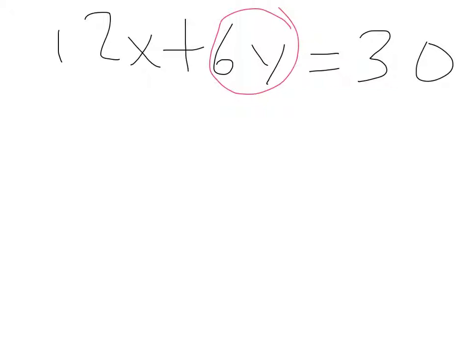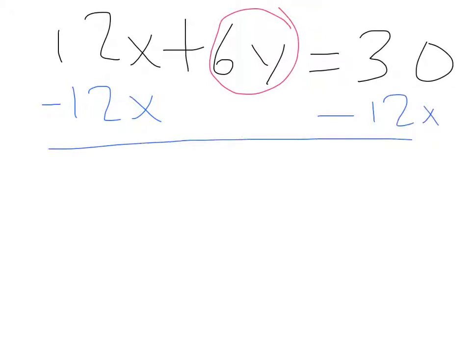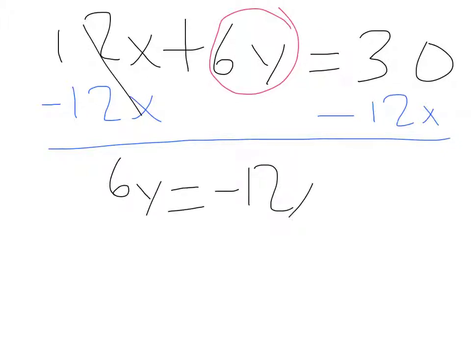So let's subtract 12x so that the 6y is on its own. Subtract 12x, subtract 12x. 12x minus 12x is nothing. And then we have 6y equals negative 12x plus 30. As we had written it earlier, y equals mx plus b.